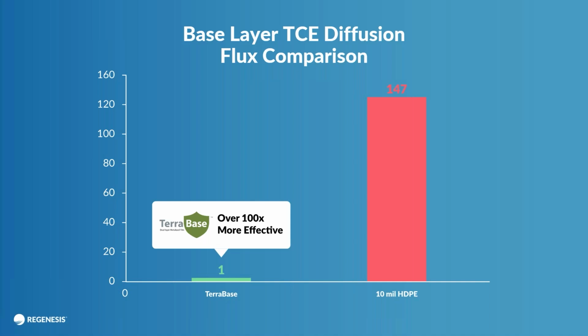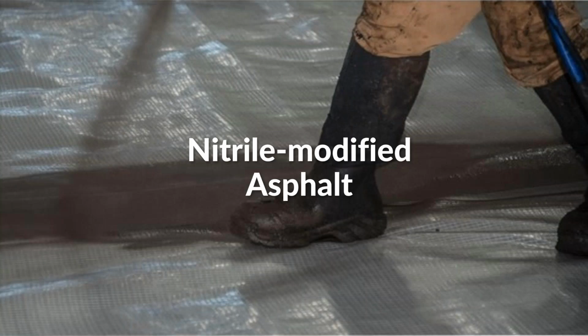As you can see here from this normalized comparative analysis, our metallized film base layer, TerraBase Plus, versus a 10 mil HDPE base sheet that's commonly used in traditional composite barriers. You can see the reinforced metallized film layer was over 140 times more effective at preventing TCE vapors from fluxing across that material when subject to identical testing conditions. Ultimately, the base layer with the metallized film was 2 orders of magnitude more resistive to TCE than the polyethylene-based layer.